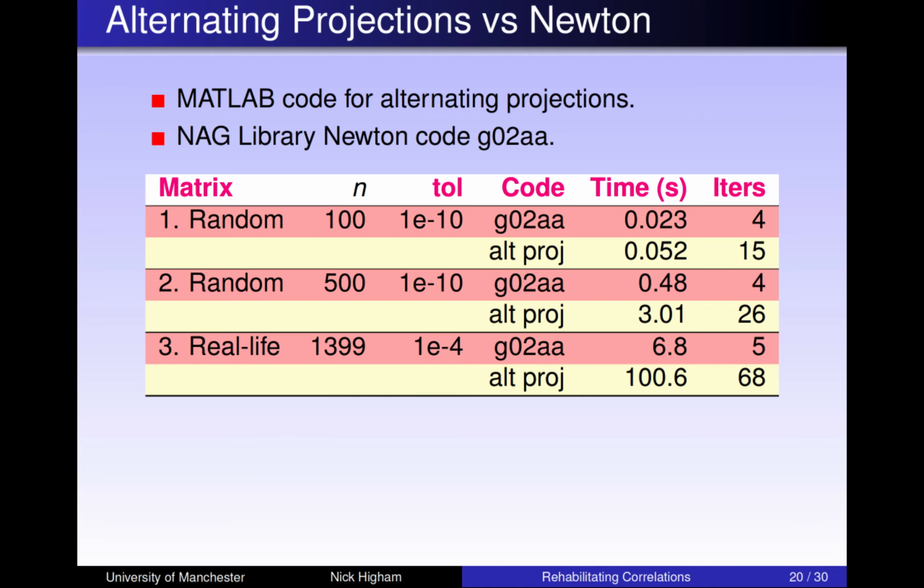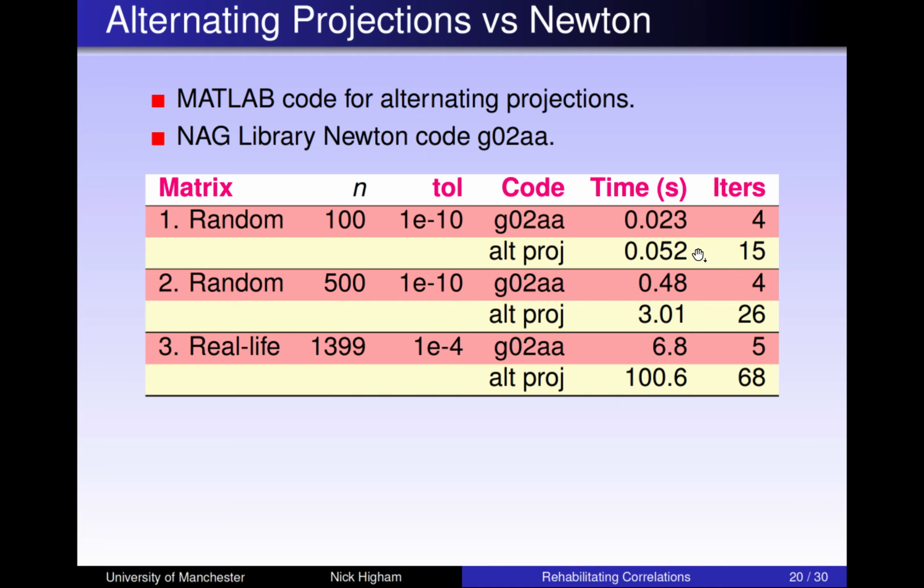So I'll use that matrix on this slide here, where I'm going to contrast the speed of the Newton method with the alternating projections method. So I'm going to use my MATLAB implementation of alternating projections and the NAG library implementation of the Newton method. I've got a couple of random problems, dimensions 100 and 500. I'm solving those fairly accurately with tolerance 10 to the minus 10, and for this bigger matrix, tolerance 10 to the minus 4. This is a much harder problem.